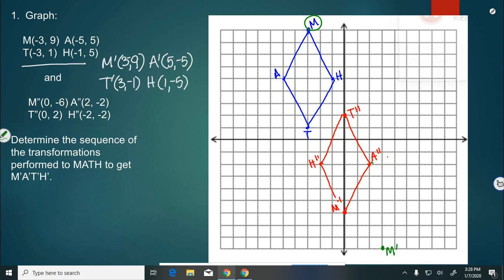Then A prime is at 5, negative 5. So we go right 5, down 5. T prime is at 3, negative 1, right 3, down 1. And H prime is at 1, negative 5. So that's right 1 and down 5.